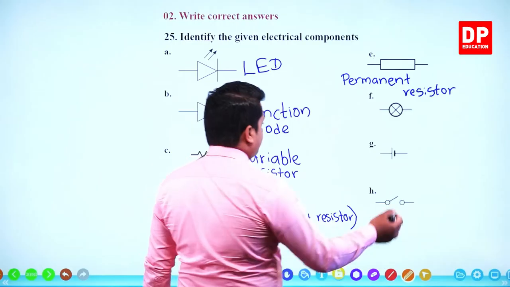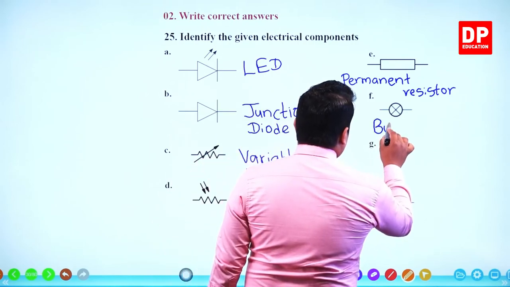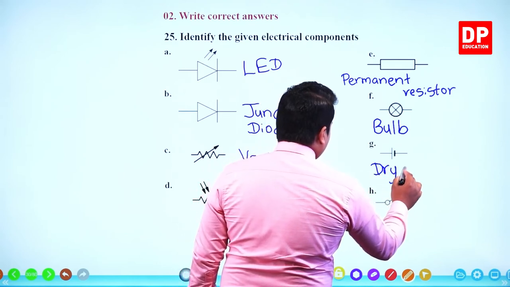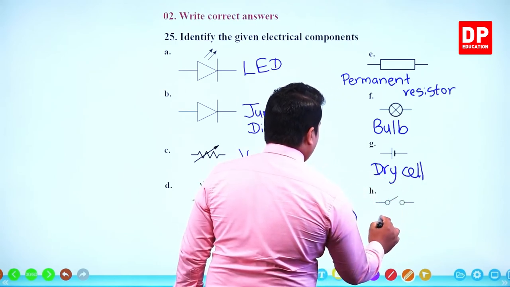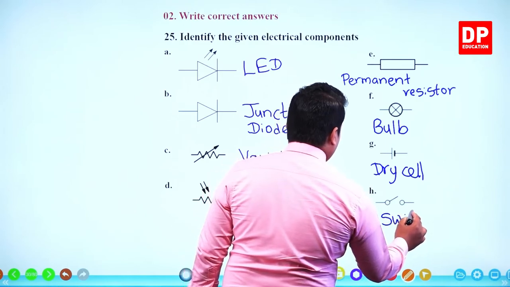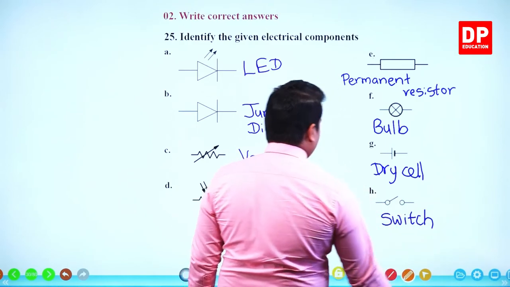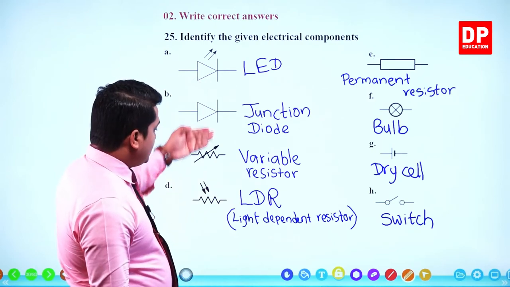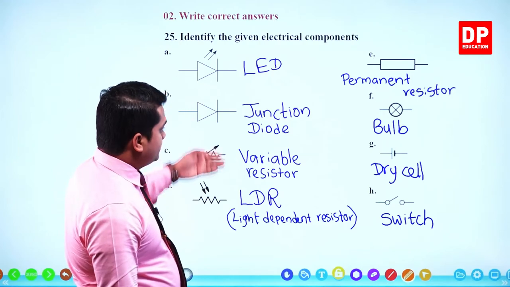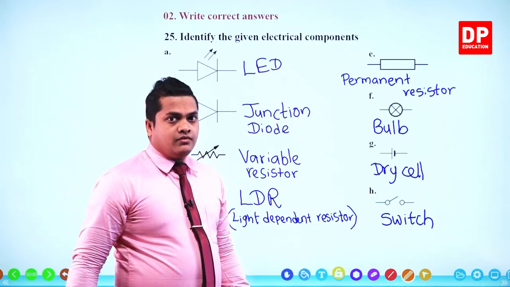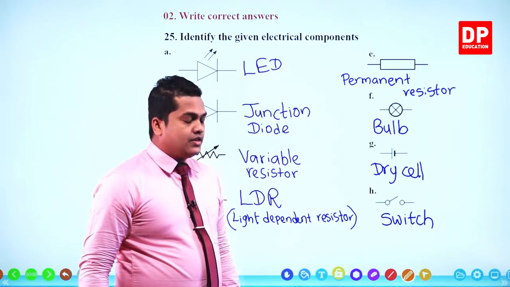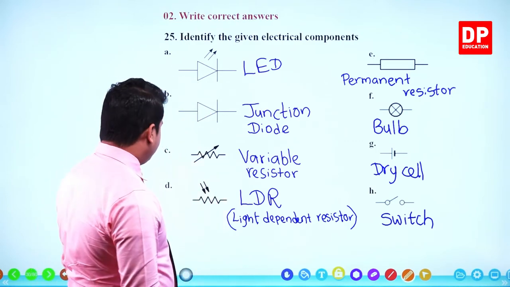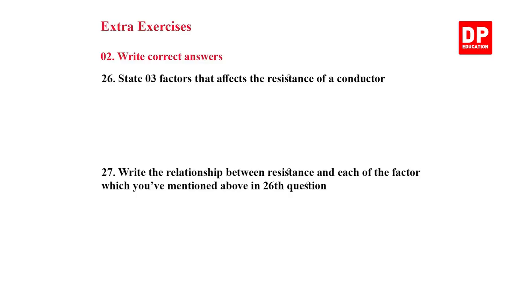Then the next one. This is very obvious, my dear children. It's a bulb. Dry cell. And a switch. Right, so these are the new things that we learned. All the other things we learned already. Okay, so, my dear children, let's move on with the next question.